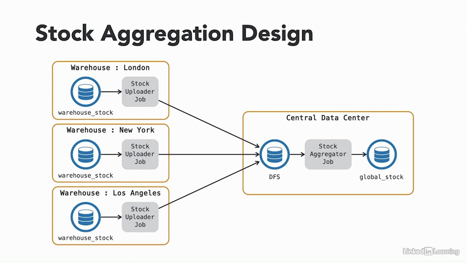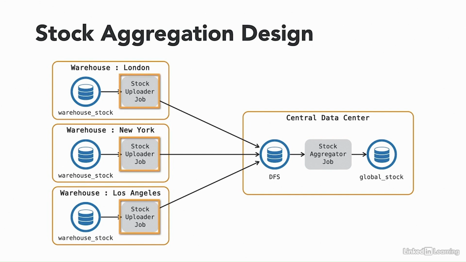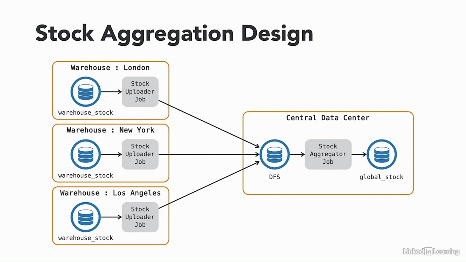Now, in each local data center, we will run a stock upload job built with Apache Spark. This job will run on a daily basis on a local Spark cluster. The job will read daily stock information from the warehouse stock database and upload them into the respective warehouse folder.